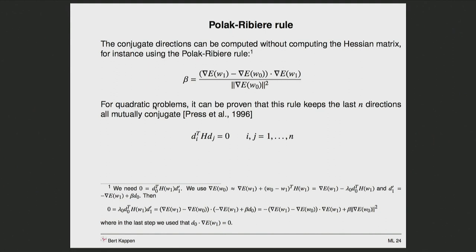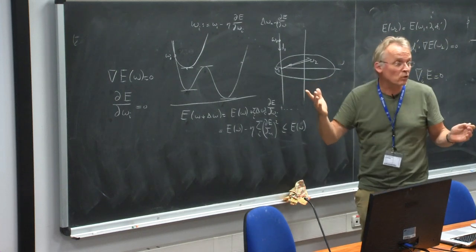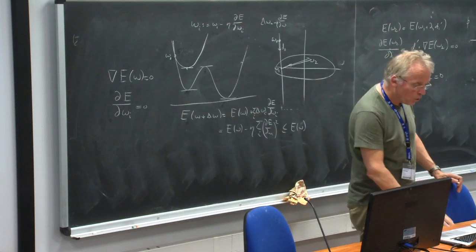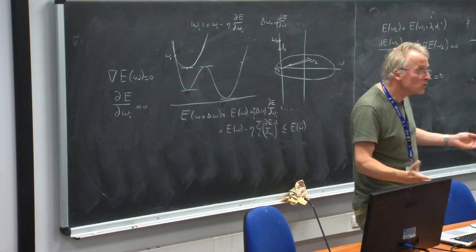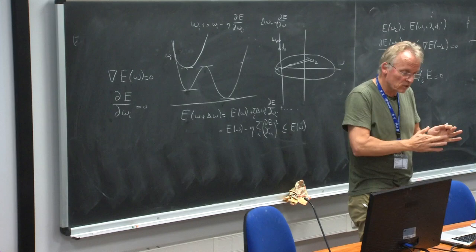You can prove that if the problem is quadratic, like this problem, then this conjugate gradient method converges exactly in n steps, where n is the number of dimensions. So you go one direction, two directions, you're done. And in n dimensions, this happens also. So it's provably convergent in n dimensions. Of course, for nonlinear problems, this is not true, but it gives a little bit of the flavor of why this is a good idea.